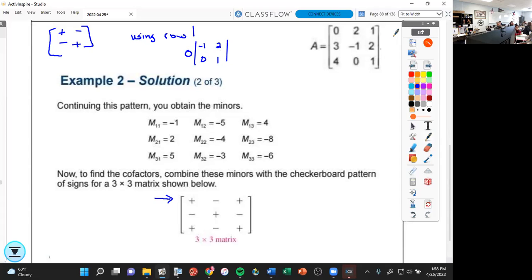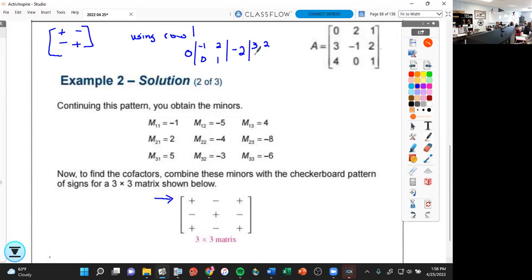Minus. That means, since I'm going across row 1, I want the opposite sign of this guy. So instead of 2, I'm going to write minus 2 times the determinant of this matrix: 3, 2, 4, 1. Y'all good? I'm ignoring everything that the 2 is in.